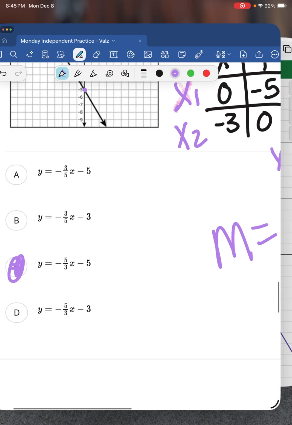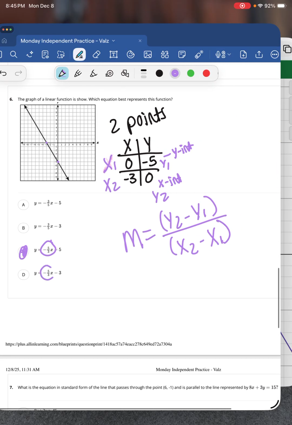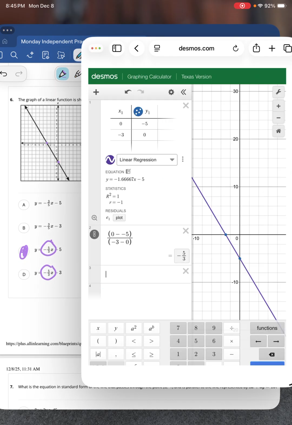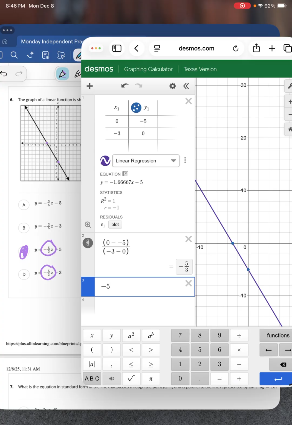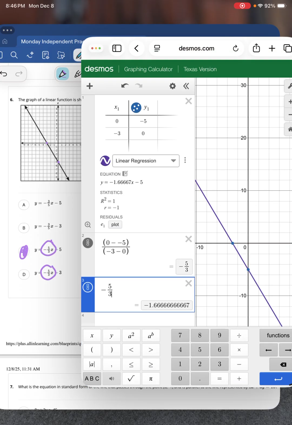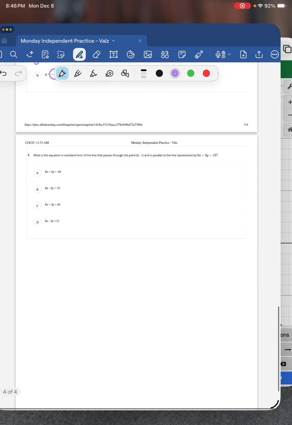Now again, if I didn't remember, I could certainly go ahead and type in these fractions here. Let's just do one so you can see. So if I didn't know, I could do -5 divided by 3, and if you see, that matches the same slope I got. So that's just a way to verify that that's right, or if you just forget.